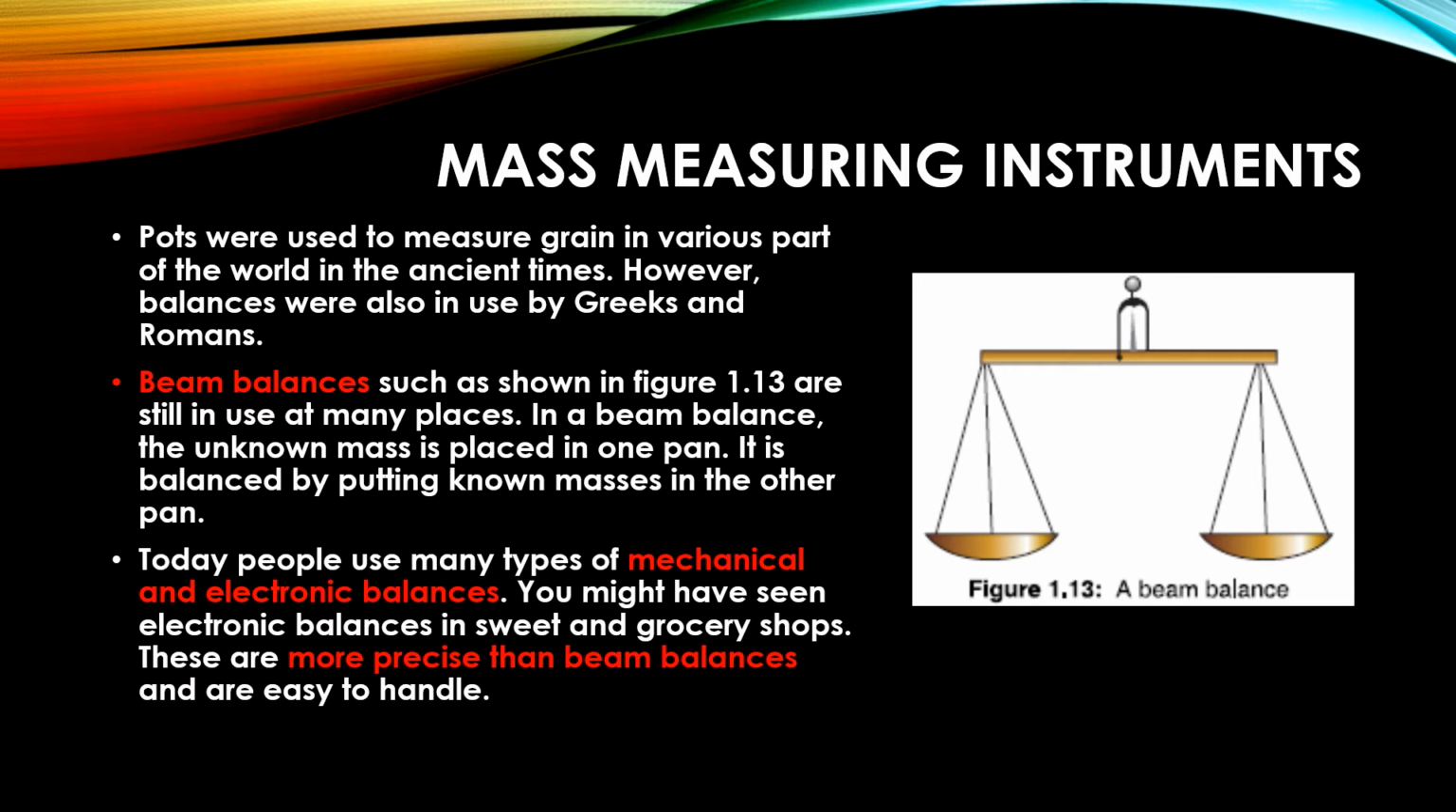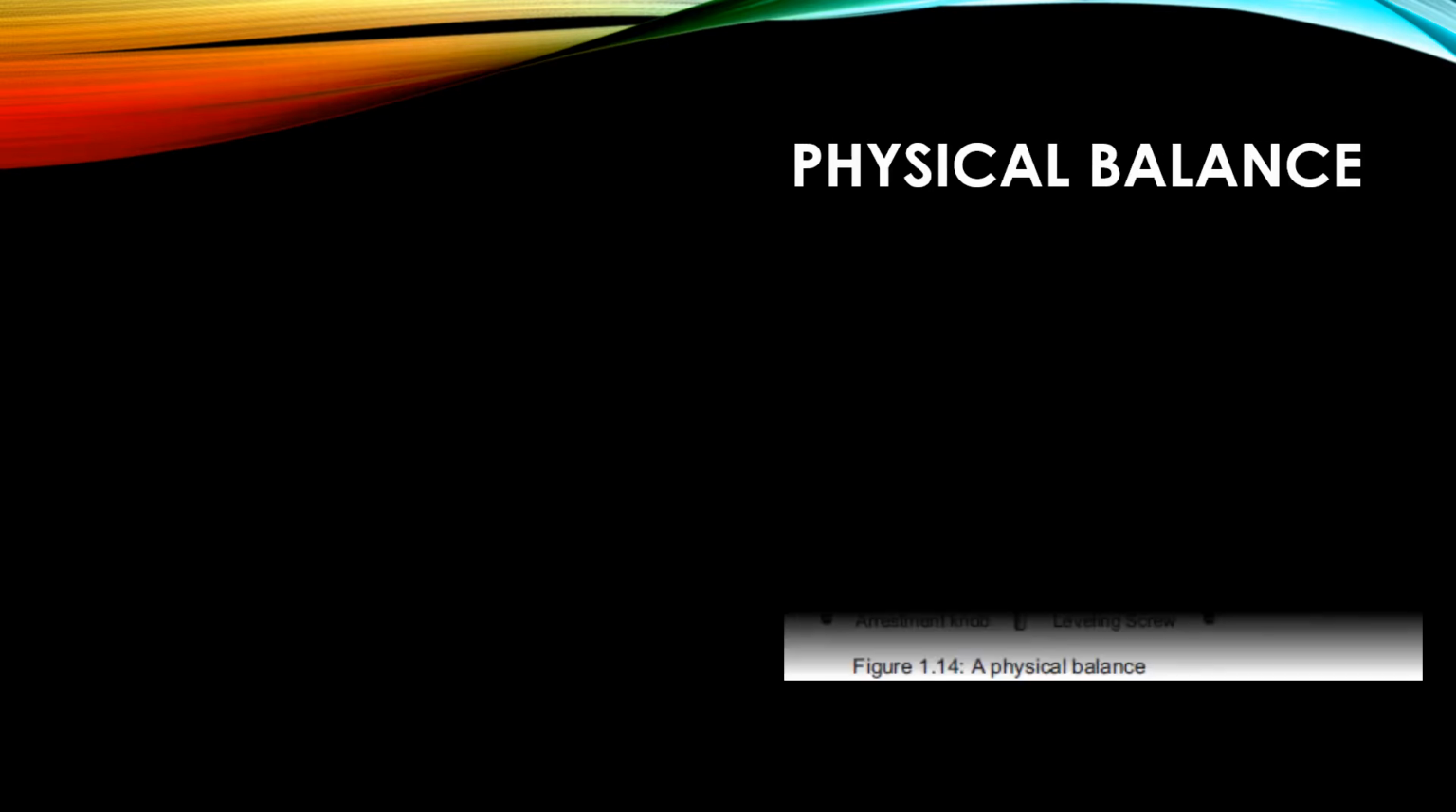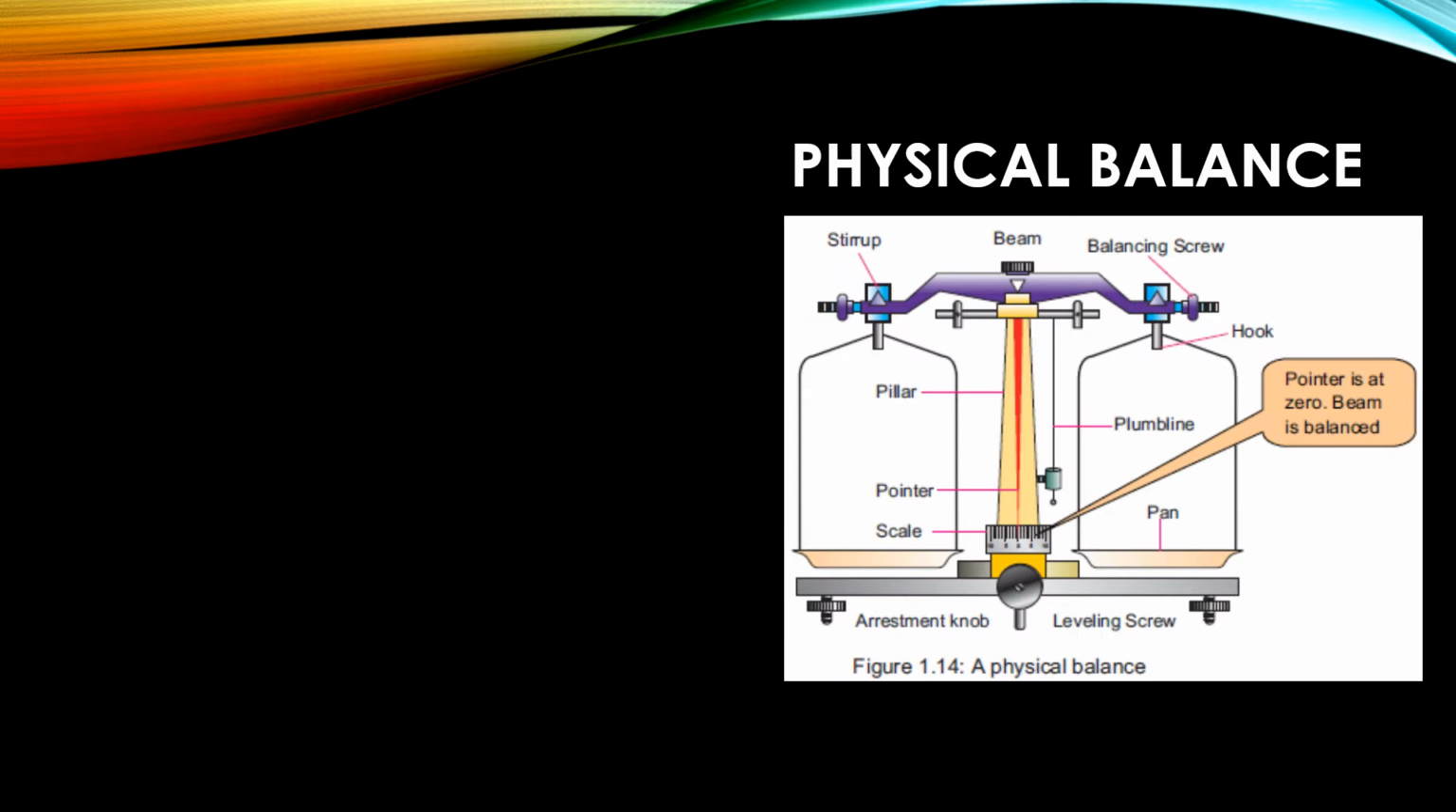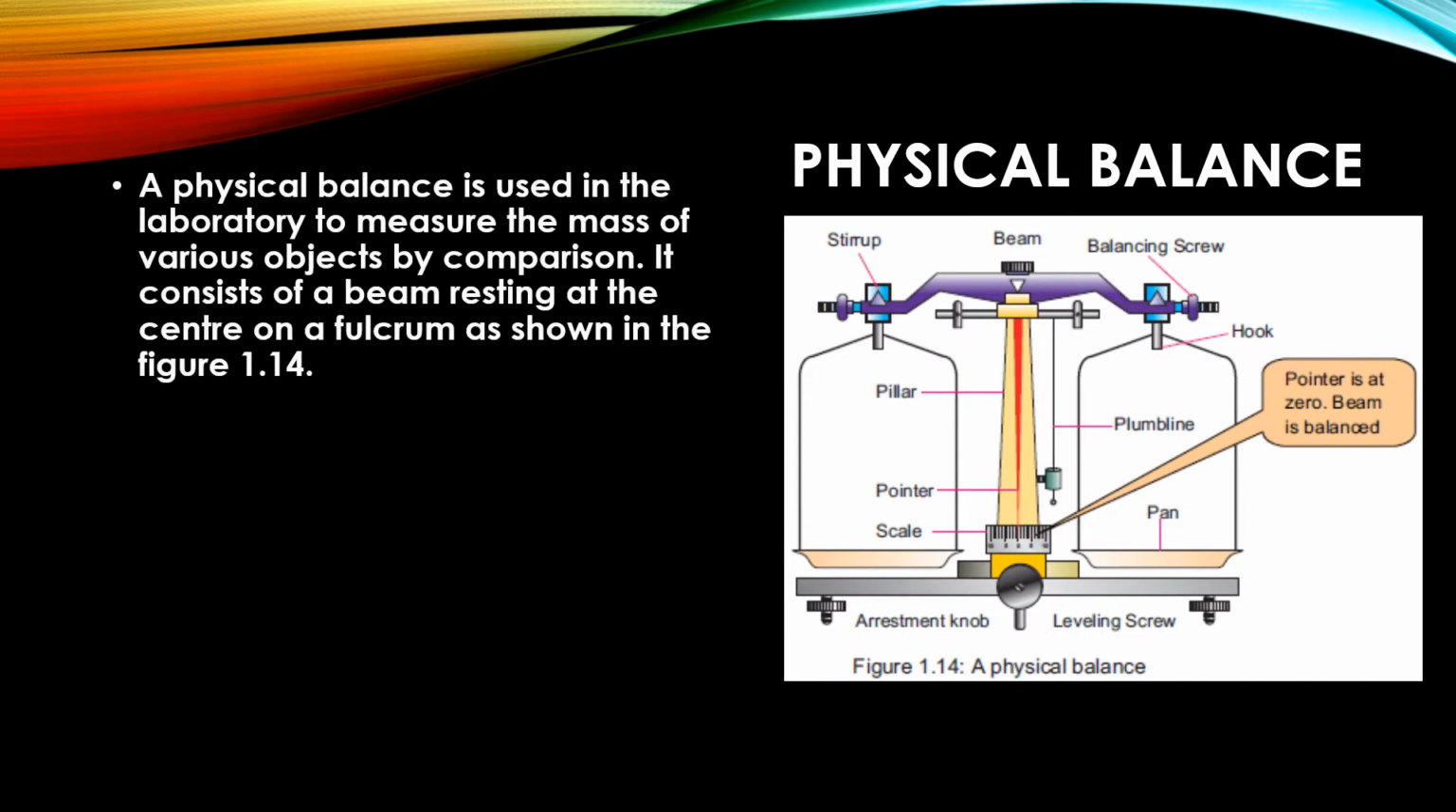Today, people use many types of mechanical and electronic balances. You might have seen electronic balances in sweets and grocery shops. These are more precise than beam balances and are easy to handle. Physical balance. Physical balance is shown in the figure. Usually, a physical balance is used in a laboratory to measure the mass of various objects by comparison.